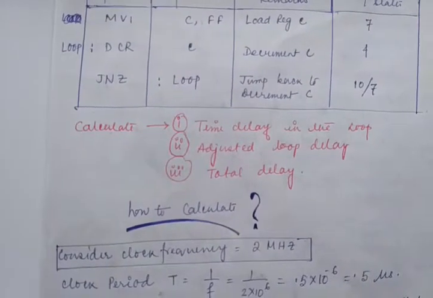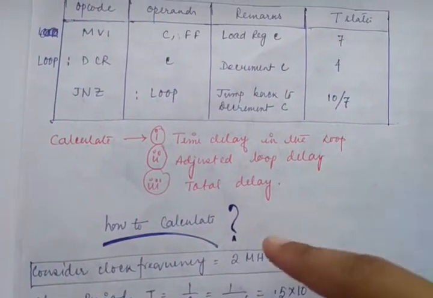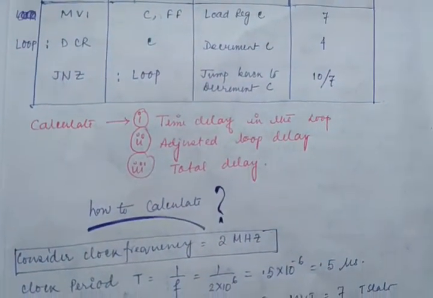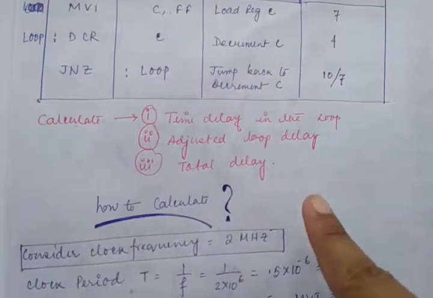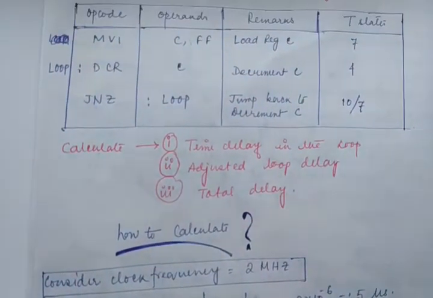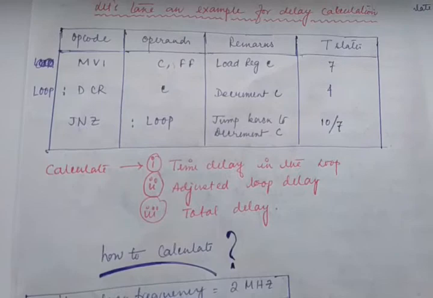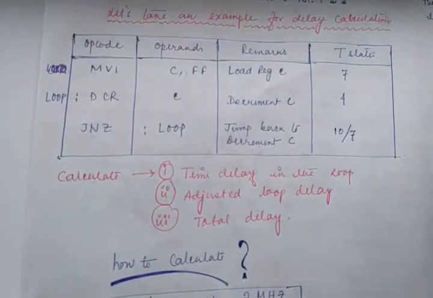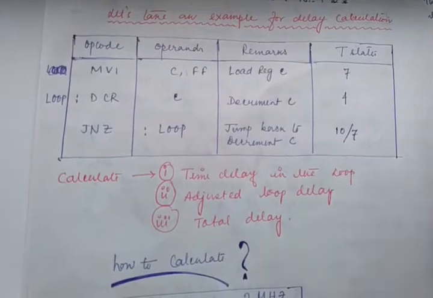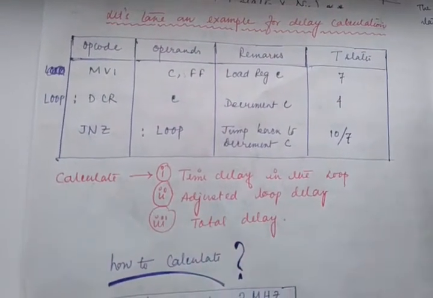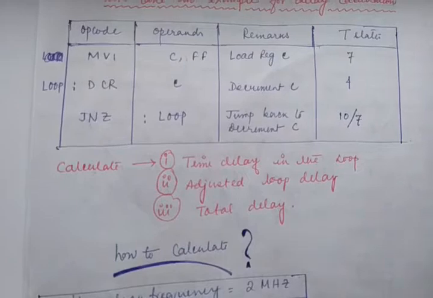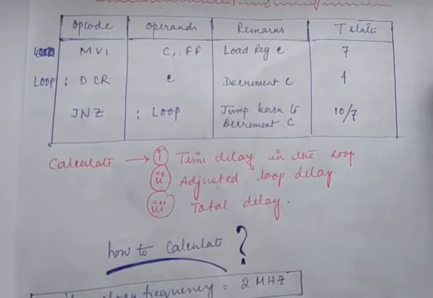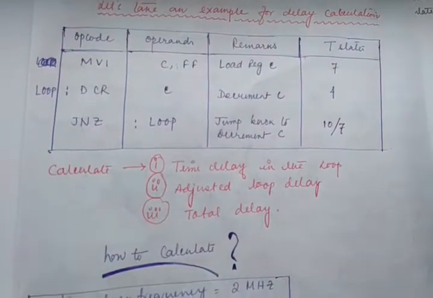Okay, so now come to my later part. I have given some questions that will help you to clear your knowledge: calculate the time delay in the loop, the adjusted loop delay, and the total delay, right? Now my question is how to calculate. You have to calculate three sections: the time delay in the loop, please see that it is only in the loop, the adjusted loop delay and the total delay, okay?